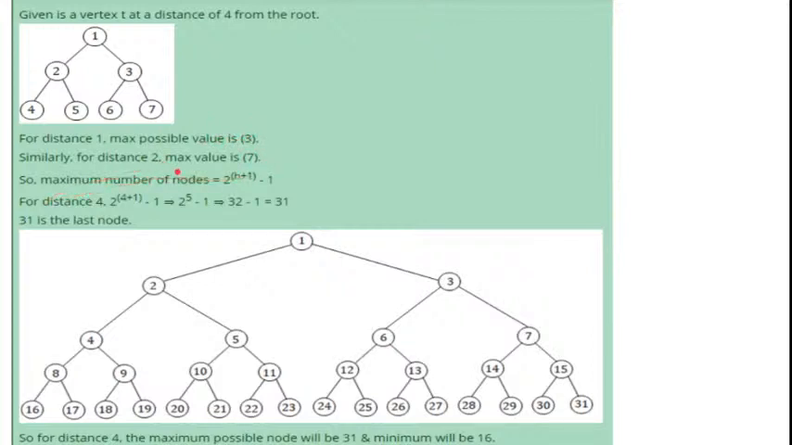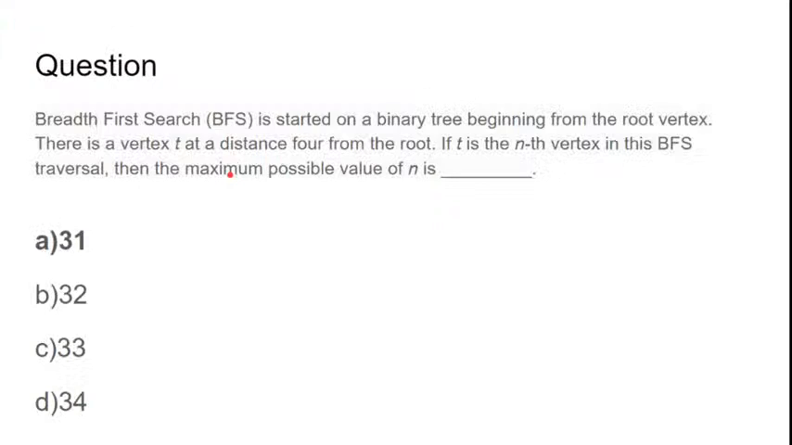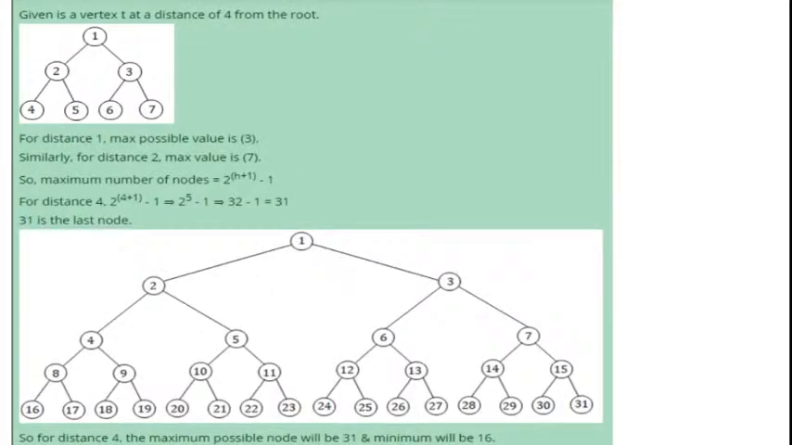Similarly, for distance 2, the maximum value is 7. From distance 1, the maximum value is 3. From distance 2, the maximum value is 7 here. So the maximum number of nodes is 2 raised to h plus 1 minus 1. So there is a formula to find the number of possible values: 2 raised to h plus 1 minus 1.